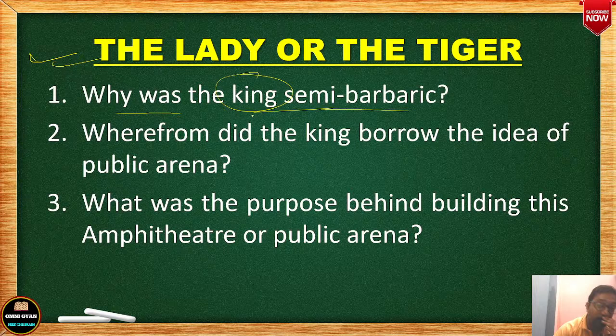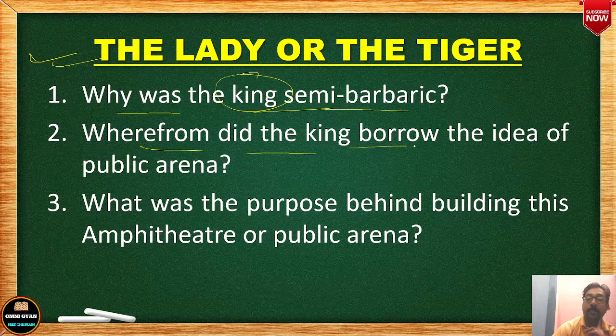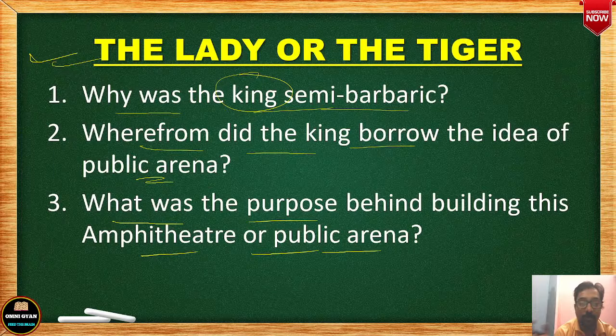Where from did the king borrow the idea of public arena? From his Latin neighbors. What was the purpose behind building this amphitheater public arena? He took ideas from his Latin neighbors and mixed his own ideas. That is why he built a public arena where this punishment could be given, where people can come and take enjoyment in the punishments. And his punishment entirely depended on luck and on nothing else.